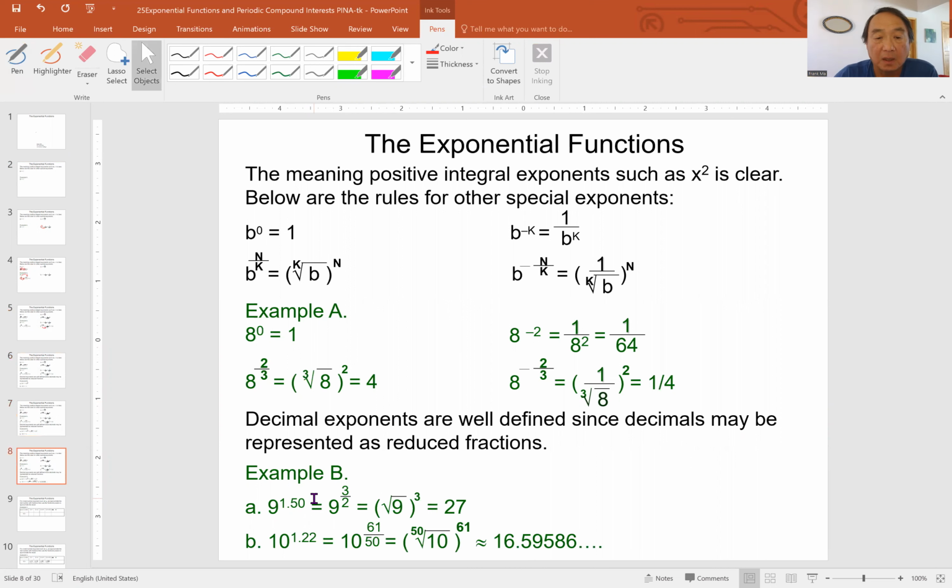1.22 means it's going to be 61/50 as a fraction. So it's 53 raised to the 61/50 power. Of course, we need a computer for that.